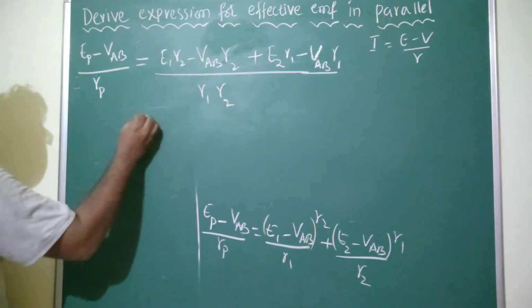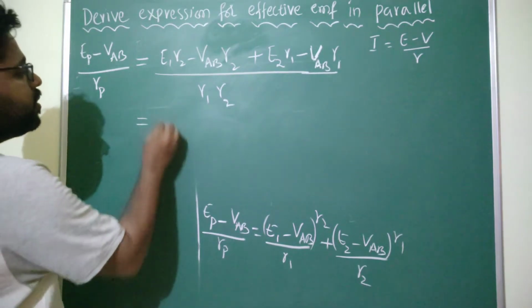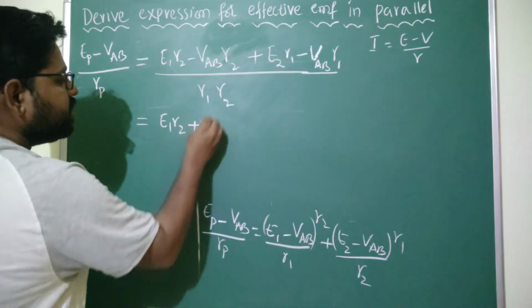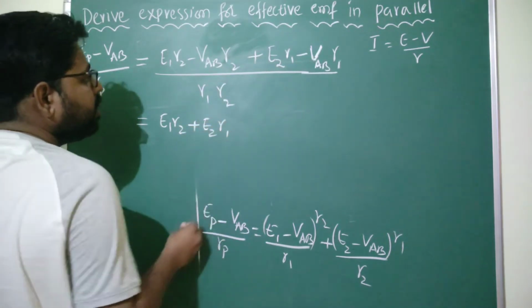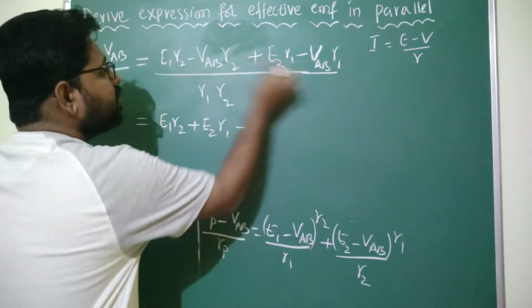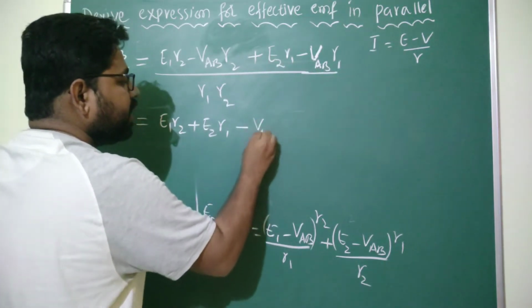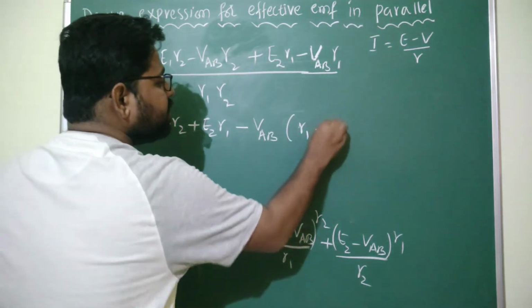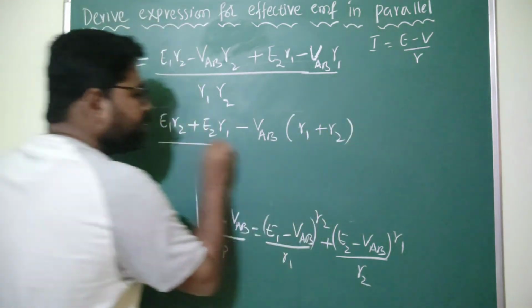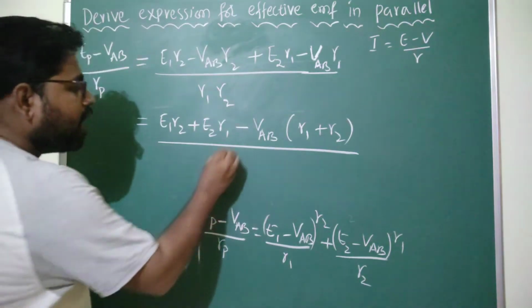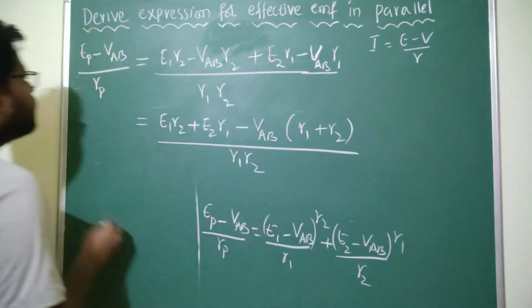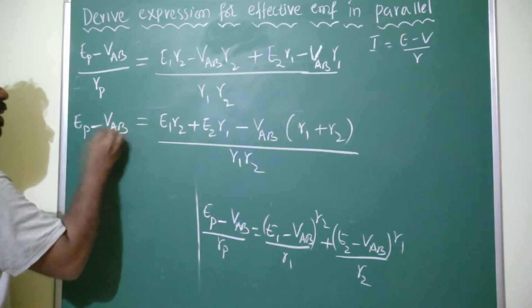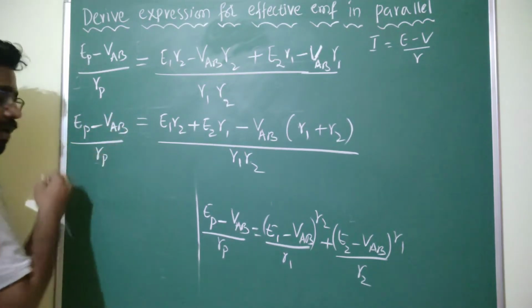That is equal to E1 into R2 plus E2 into R1, then minus. What is common here now? VAB is common. I will take VAB in a bracket. What is the remaining term? That is R1 plus R2, and the whole divided by R1 into R2, which is equal to EP minus VAB divided by RP.